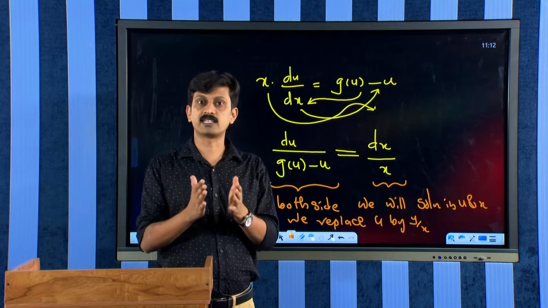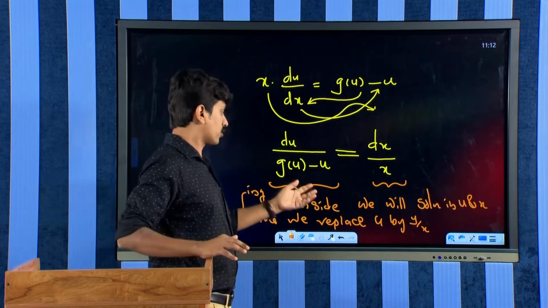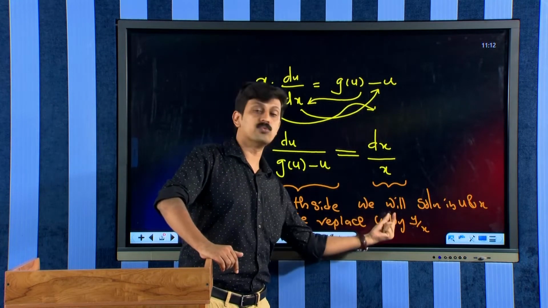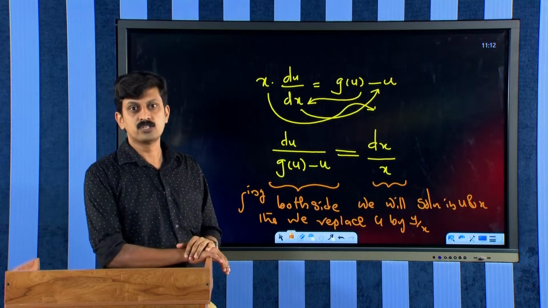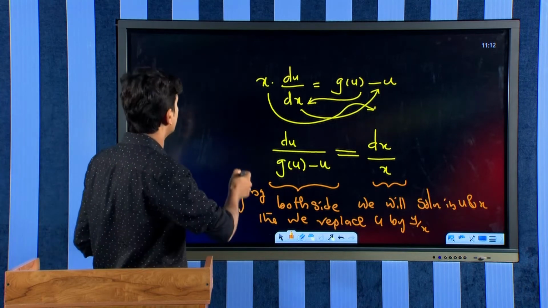While integrating that separated form, we will have the general solution in u and x. After getting the general solution in u and x, we just replace u by y by x, then we will have the general solution. So, we can just move to some examples that will be more clear.